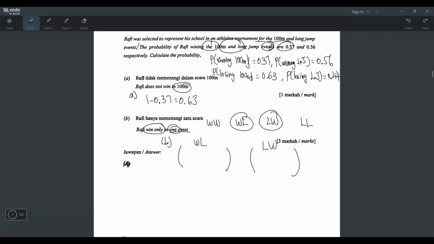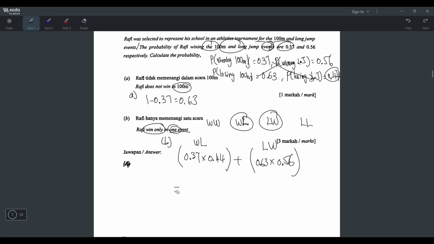So how can I get the probability of winning first acara? Then I just refer up here. So it's 0.37, right? And then times with the second one, losing, don't take 0.63, you have to take 0.44, because the losing here is for the second acara. So the first acara he won, so 0.37 times 0.44, losing the second. And then the other possibility is losing the first acara, so losing 100 meter, so 0.63 times with winning the second acara, 0.56, right? And then you just add them together, right?